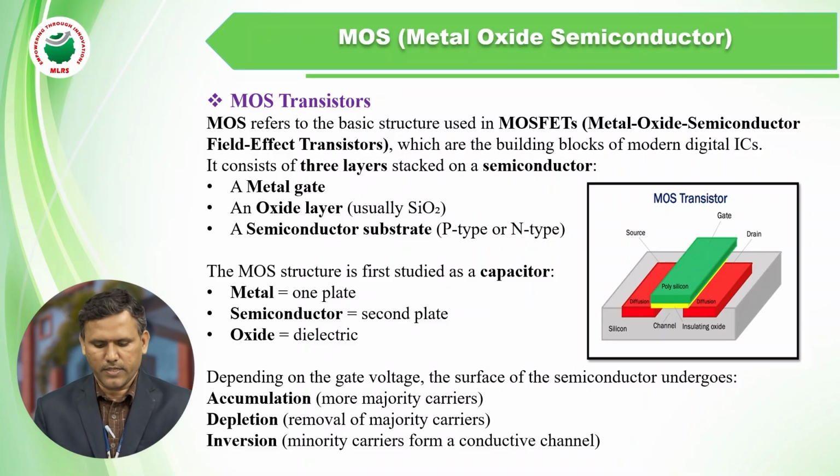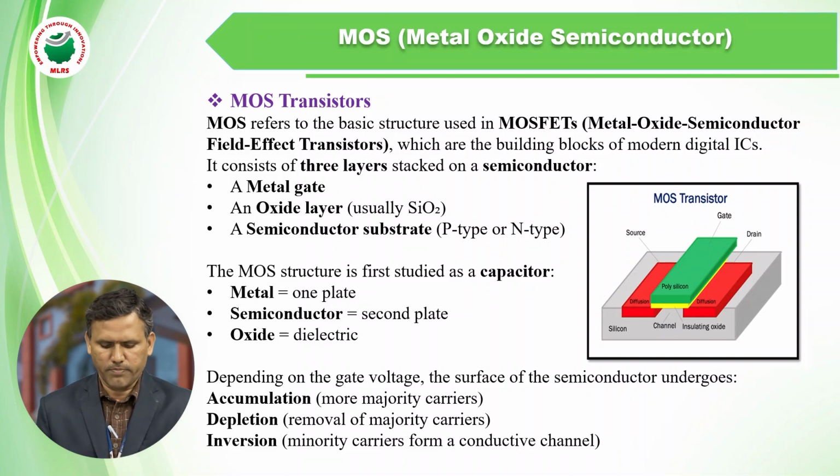One is a metal gate, and the second one is the oxide layer, usually silicon dioxide. The third one is the semiconductor substrate, either P-type or N-type. The MOS structure is first studied as a capacitor. Here metal is considered as one plate, the semiconductor as the second plate, and the oxide layer as the dielectric. Depending upon the gate voltage, the surface of the semiconductor undergoes accumulation, depletion and inversion.